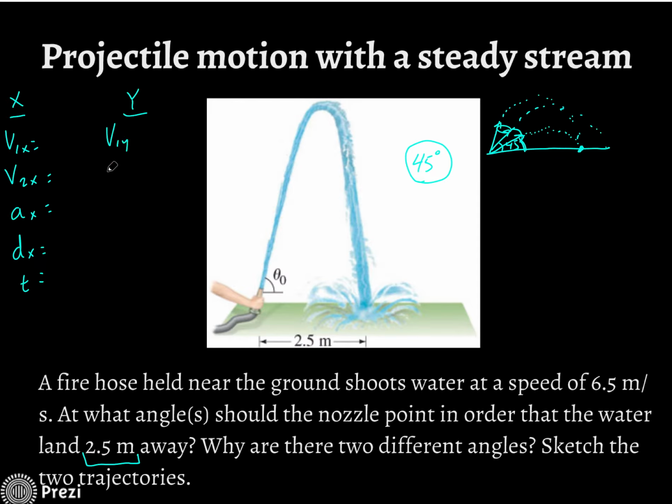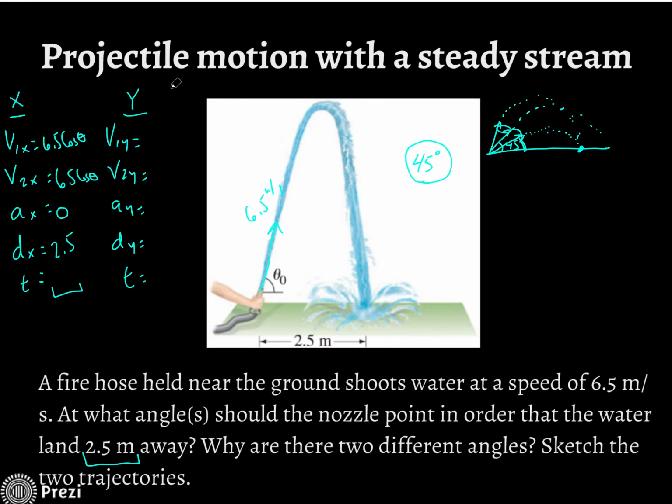All right, so v1y, v2y, ay, dy, t. Okay? You don't even need me to tell you what to put in here. V1x is just going to be, the speed that this is being shot at is 6.5 meters per second. So this is just going to be 6.5 cosine of theta. This doesn't change. This is 0. dx is 2.5, right? And time, we don't know.